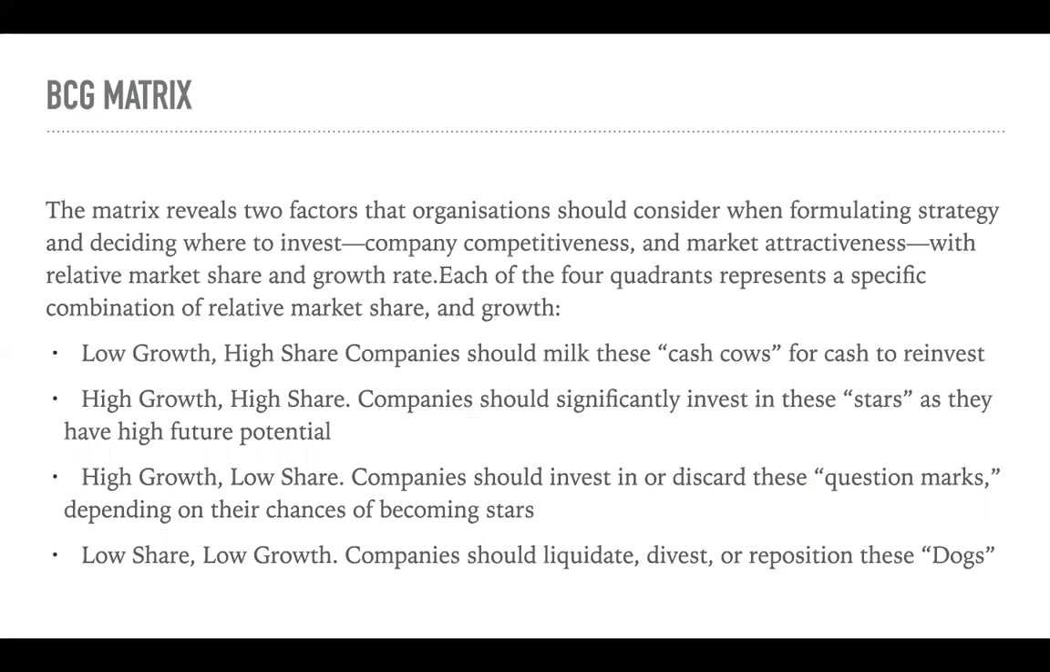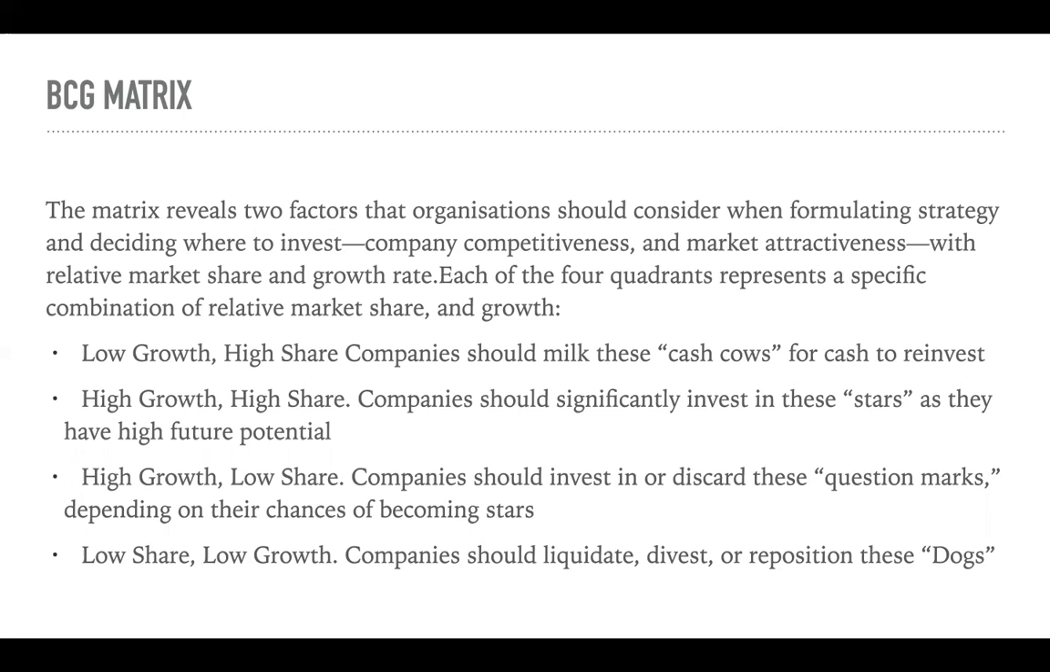The matrix reveals two factors that organizations should consider when formulating strategy and deciding where to invest: the company's competitiveness and the market attractiveness. So basically, growth and market share depict the company's competitiveness and the market attractiveness, relative to the market share and the growth rate. Each of the four quadrants represents a specific combination of growth and market share.